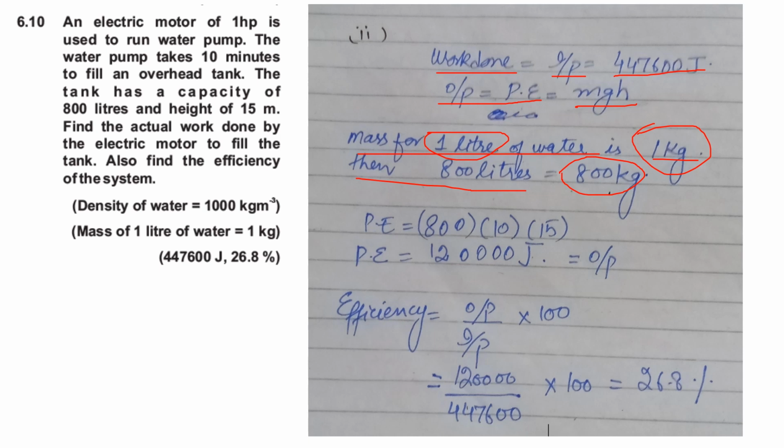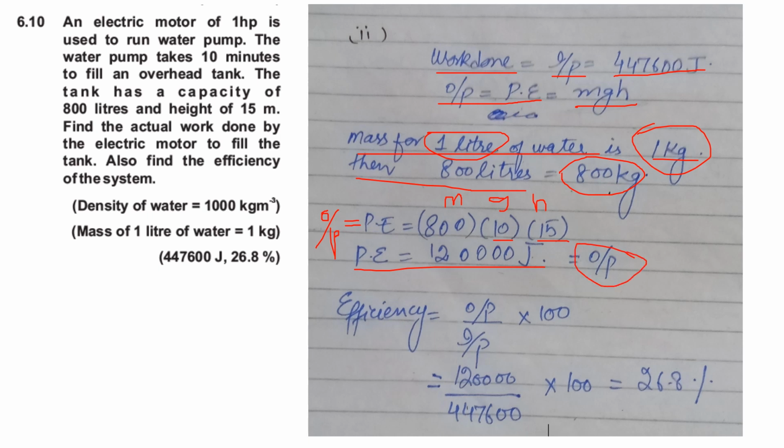Now the second thing is that we have to calculate the output, which is equal to potential energy. So the formula for potential energy is mgh. So this is m, g and h. m is 800 kg, g is 10 meter per second square, and h is 15 meter. So just calculate this value, you will get potential energy that is equal to 120,000 joule, and which is equal to the output, right?